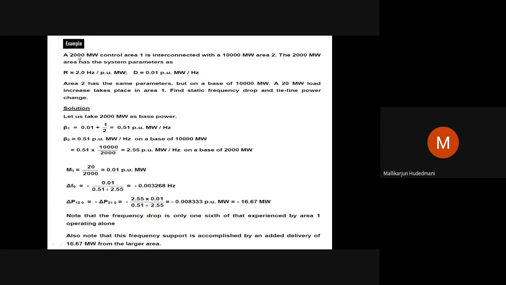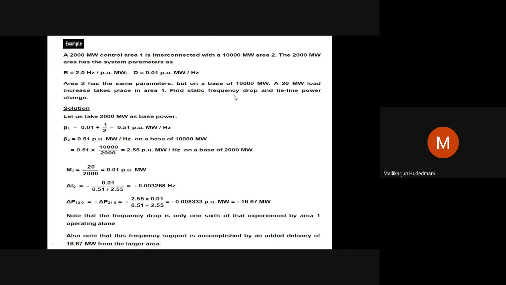R I should get into R1, D I should get into D1. From the same R and D, from the base value or capacity value of area 2, I should convert it to R2 and D2. That's what I am going to present in this representation. So area 2 has the same parameter, but on a base of 10,000 megawatt. A 20 megawatt load increase takes place in area 1. See, the change in load is in area 1 by 20 megawatt. Find static frequency drop and tie line power change.